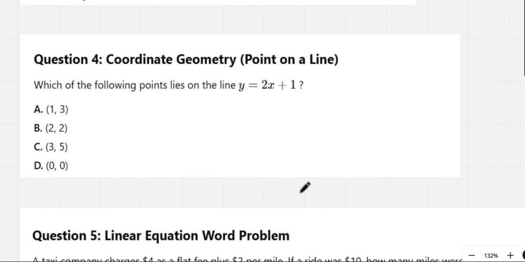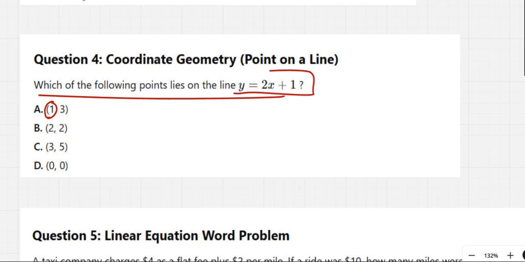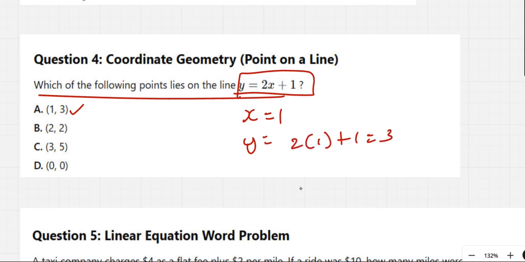The fourth question, coordinate geometry. Easy. Which of the following points lies on this given line? Just take the first value of x and substitute it to get y. If your y matches the given y value, then that point is what you're looking for. So let's do the first one, when x equals 1, what is your y value? They are saying it's 3. Let's check it out. y equals 2 times 1 plus 1, which is 3. The first option satisfies, therefore A is the answer.